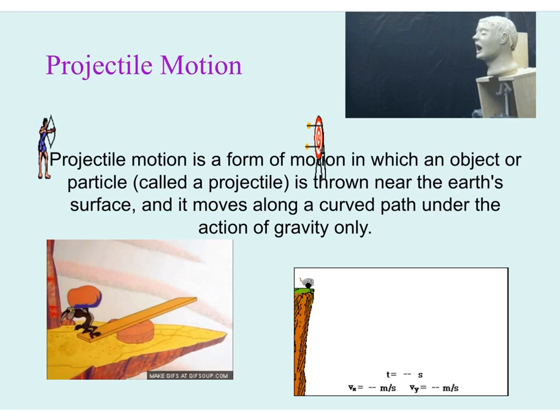You can drop an object, you can shoot a bow and arrow, you can throw an object, but by definition, a projectile has a single force that acts upon it, and that's the force of gravity. If there were any other forces acting upon the object, then that object would not be a projectile.